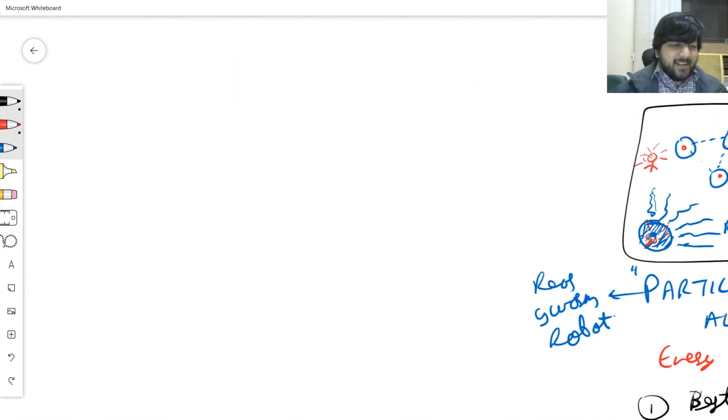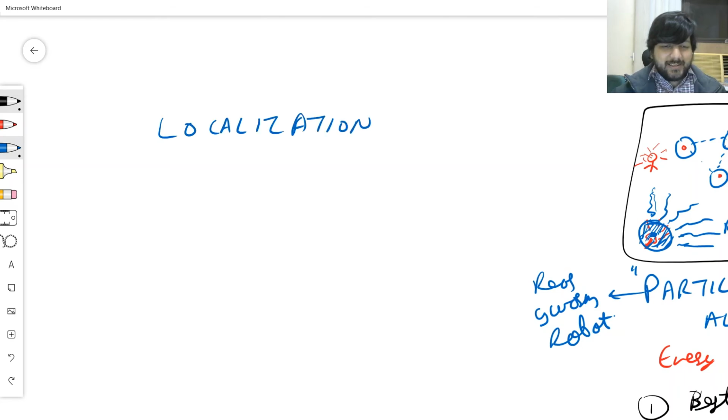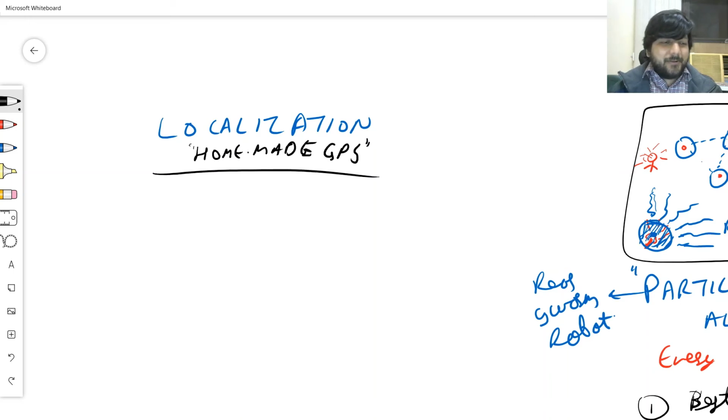Now, one interesting thing is that we previously said that localization is something very expensive, and we know that many robots cost more because the localization systems are very costly. That's why we use LiDAR and other high-cost, high-precision sensing. If you really need a budget indoor localization system which tells where the robot is, you create your own homemade GPS system.